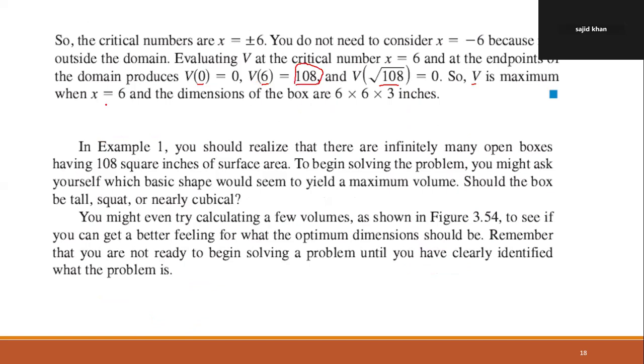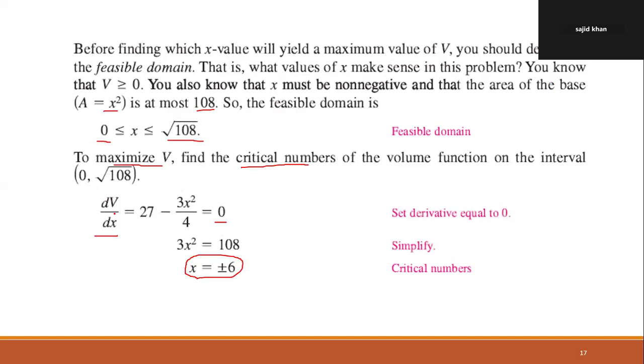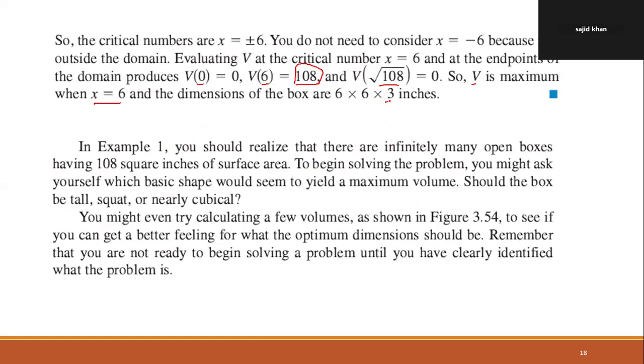So what is the value of x? Now in this case x is equal to 6, and simply by substituting that value in the relation, we have h equal to 3. Now h is equal to 3. So what is the dimension of the box? The dimension of the box is 6 cross 6 cross 3. When we make the box of this dimension, we have to accommodate a maximum volume of 108 square inches. Understand? So what is our observation?